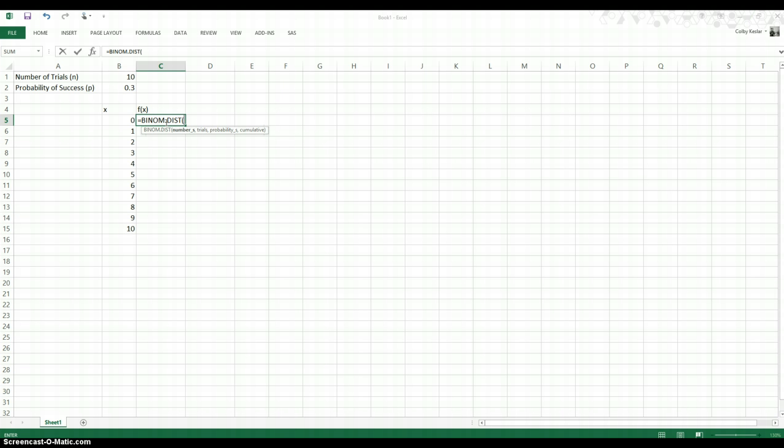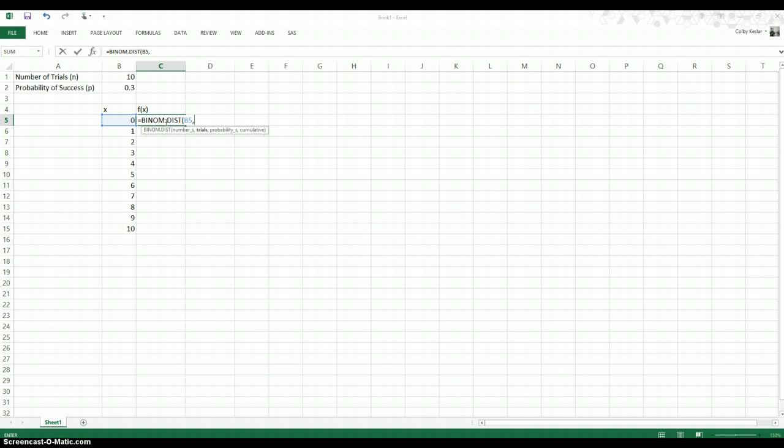So the first one, where it says number_s, is the number of successes. And since I'm looking at x equals 0, I want 0 successes. But I'm going to do something more general so that I can copy and paste and it'll autofill for the rest of my numbers 1 through 10. So instead of entering 0, I'm going to enter the cell that it's in, which is B5. And then a comma, and then the number of trials, which is 10, and that's in cell B1.